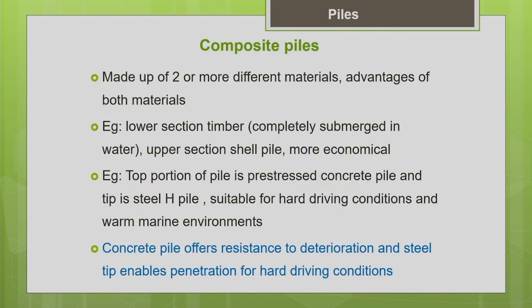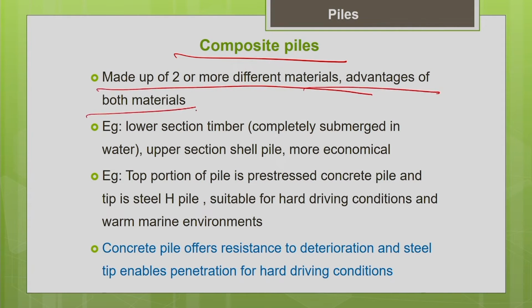Next is about composite piles. Nowadays people are very much interested in going for composite materials, so that we can take the benefits of both materials in the same pile. It is made up of two or more different materials, and we are able to enjoy the advantages of both materials in the same pile.